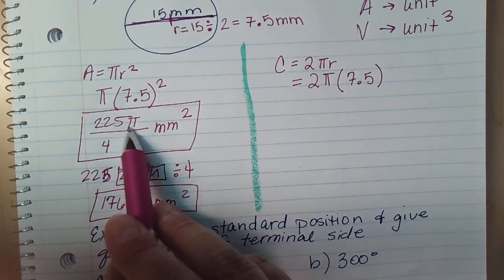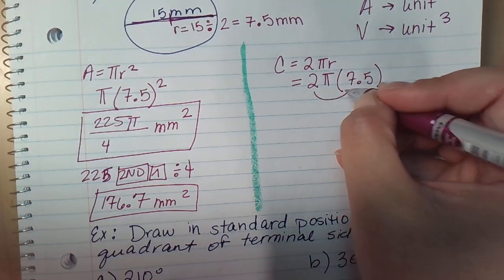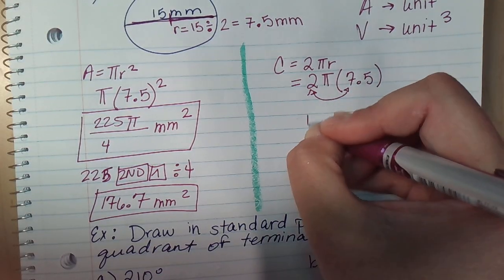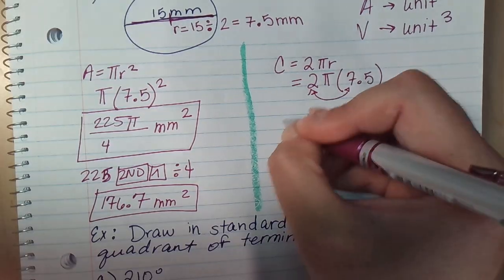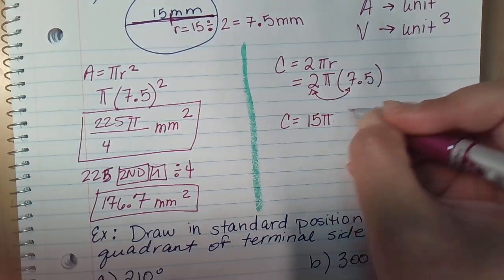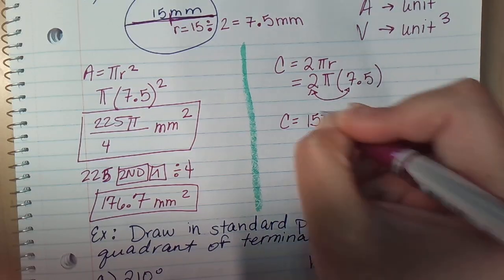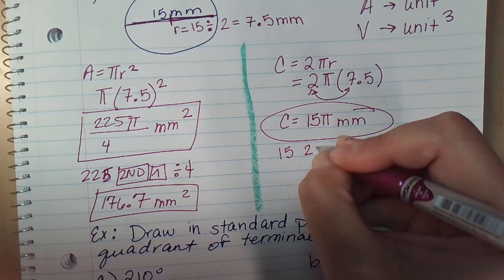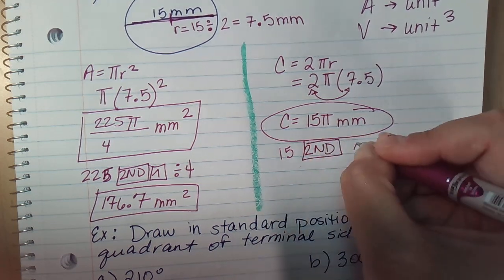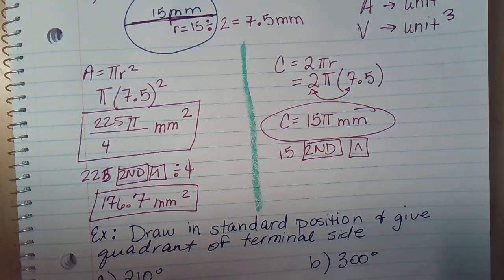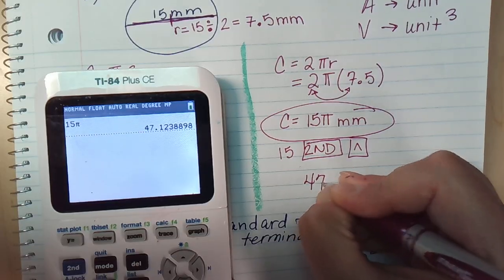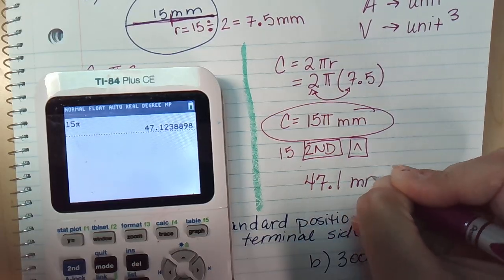Okay, to get our answer with the pi in it, we're just going to multiply those numbers. 2 times 7.5 is, let's see here, 15 pi. All right, so my circumference is 15 pi millimeters. All right, let's actually put the pi in the calculator. So 15, second, caret. That'll slap the pi up there. And it looks like we don't have to divide by anything this time. So 15 times that pi will make us 47.1-ish millimeters.